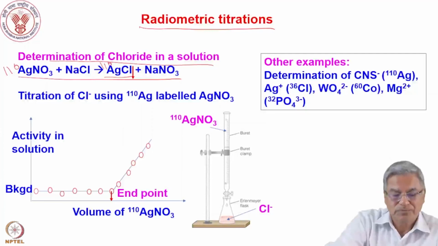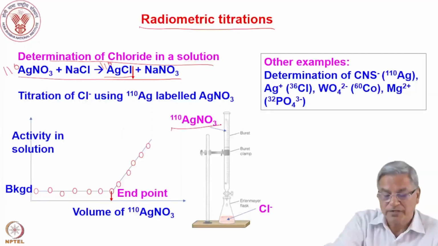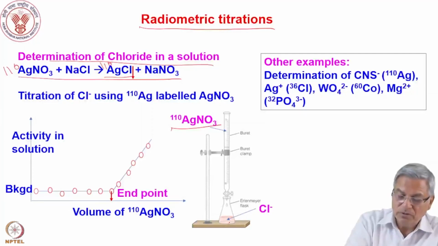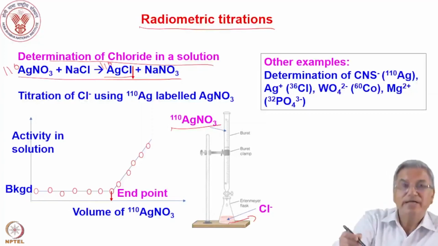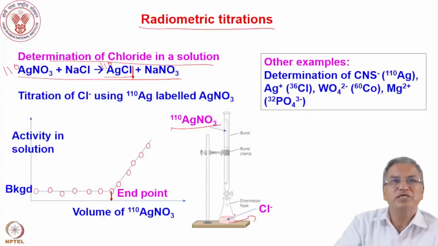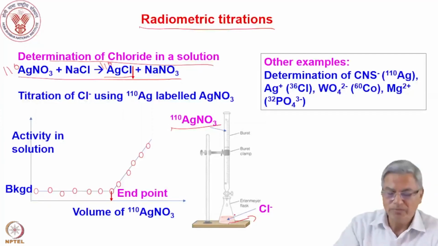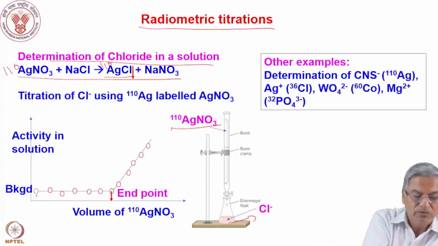So what you do is, in the burette, you take labeled silver nitrate, and in the flask you have the chloride salt solution. Now you go on adding the titrant dropwise and then record the activity in the supernatant. The precipitate will settle at the bottom. From the supernatant you take an aliquot, go on taking the aliquots, and you find the activity.